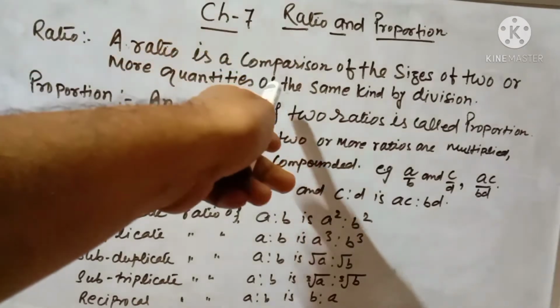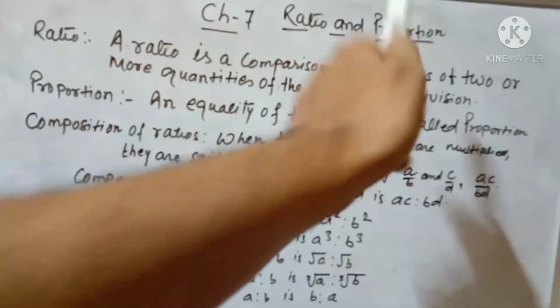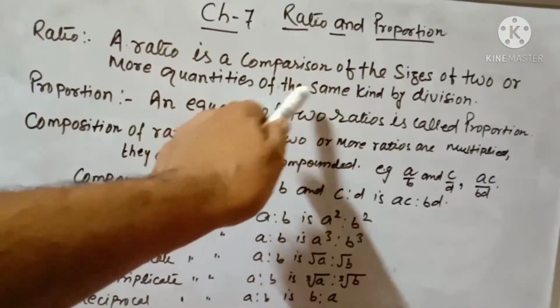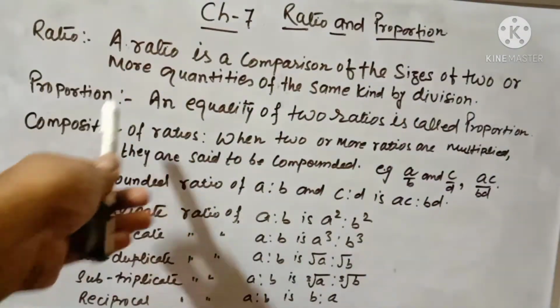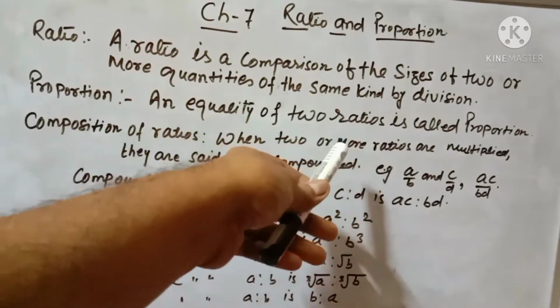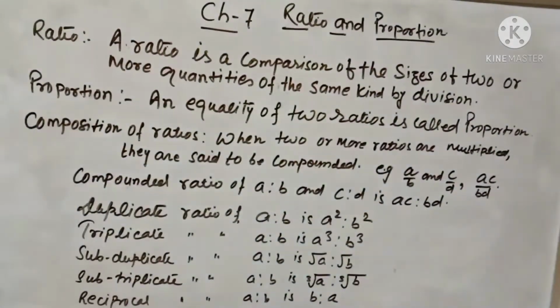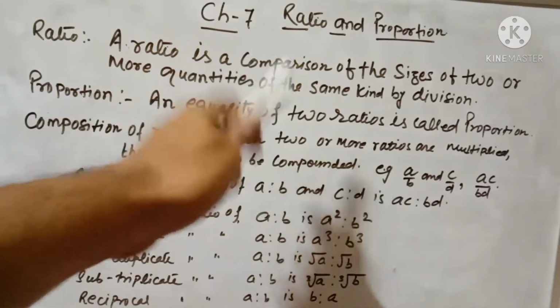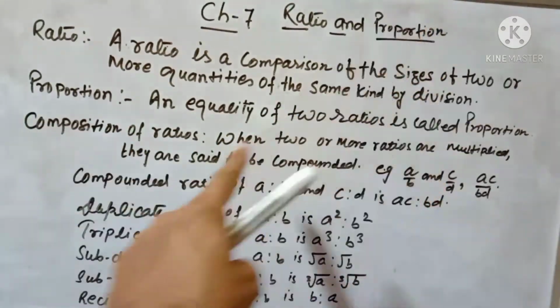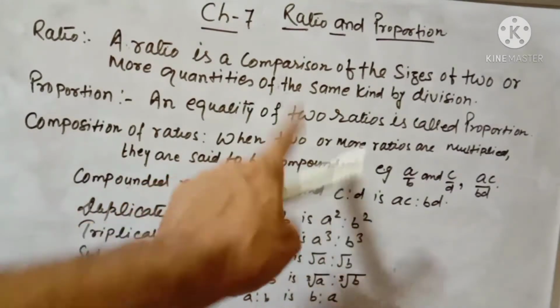A ratio is a comparison of the sizes of two or more quantities of the same kind by division. Proportion: the equality of two ratios is called proportion. After that we will move to the composition of ratios. When two or more ratios are multiplied, they are said to be compounded.